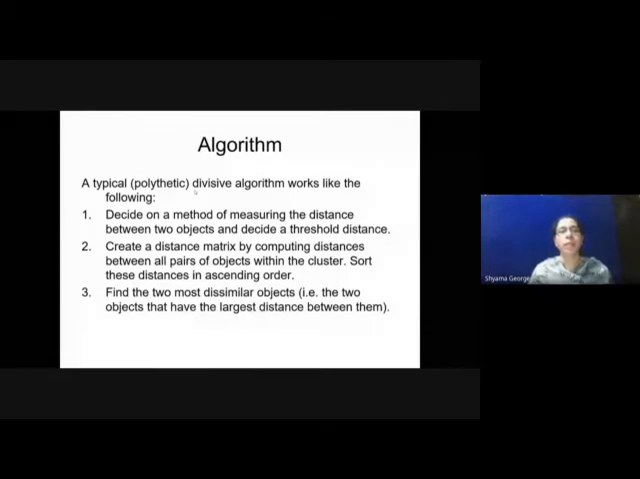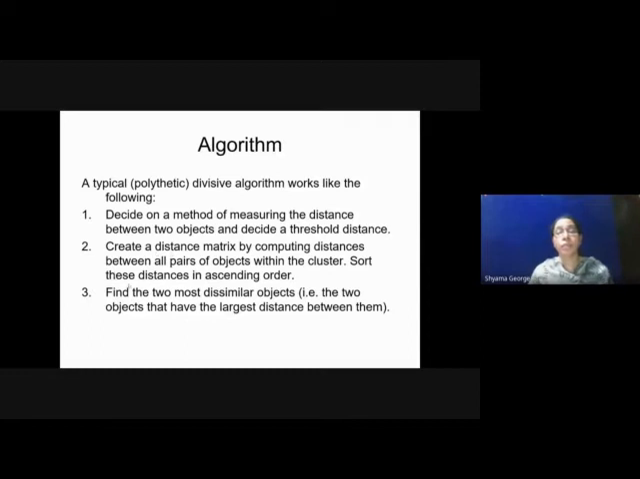In the first step, we have to decide on the method of measuring the distance between two objects. Sometimes the threshold distance will be given in the problem. If the distance is below this threshold, we can stop the algorithm, or we can continue until each object forms a cluster. In the next step, we create a distance matrix by computing the distance between all pairs of objects. In hierarchical clustering, we find the distance between all pairs of objects.